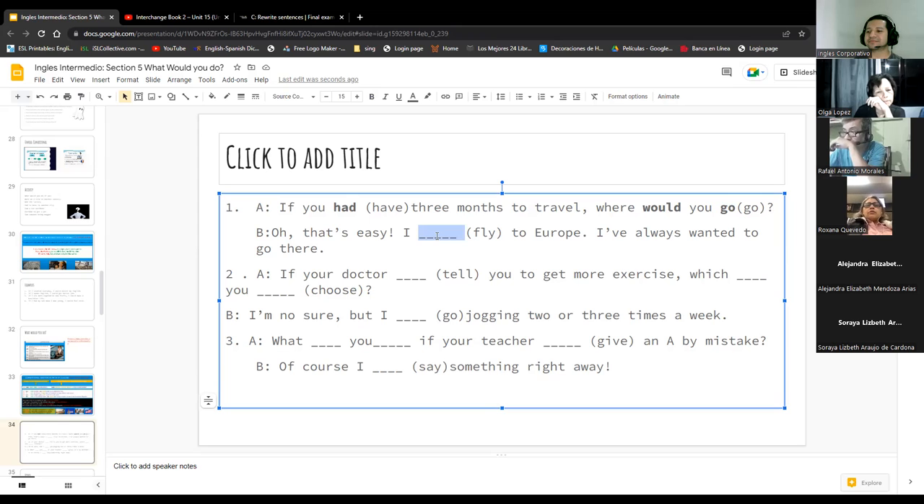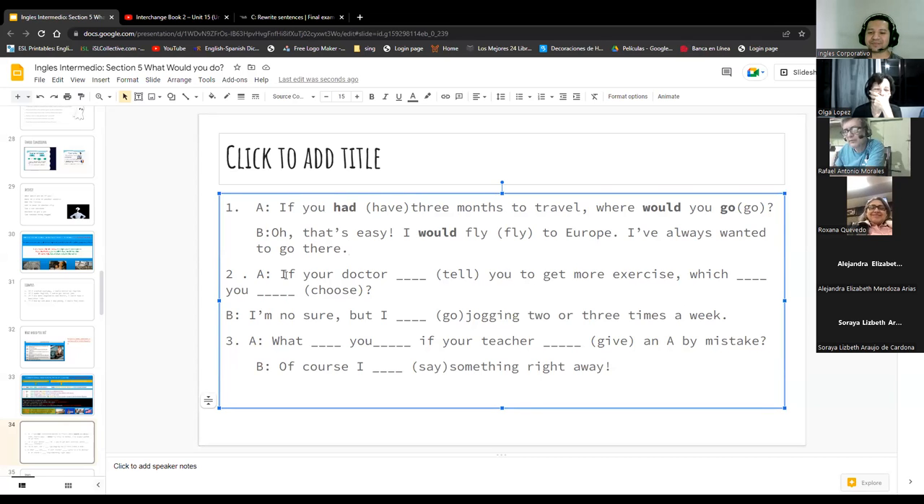Si nos preguntan, I can fly. I can fly, kind of. Fly. Pero si nos preguntan con la condicional, con where would you go? ¿Cómo vamos a responder where would you go? I would fly. Very good. I would fly. Volaría, right? A Europa. I would fly to Europe. I've always wanted to go there. Perfect. You see, it's not that difficult. You just need to practice.